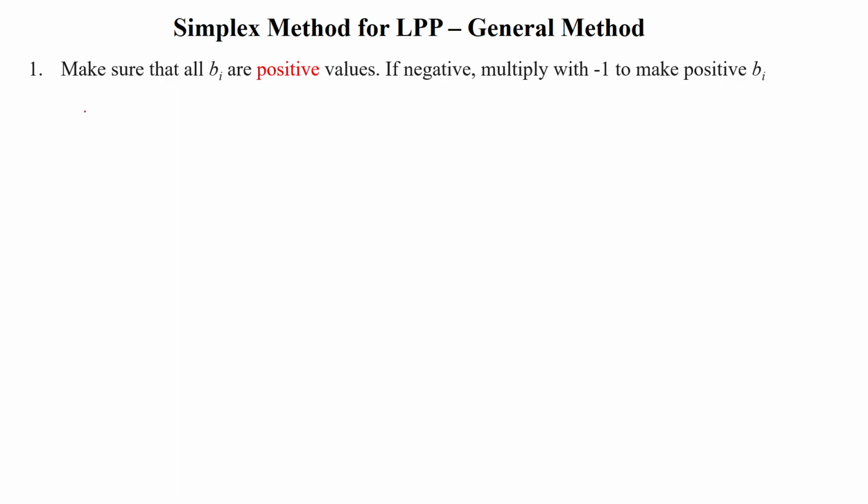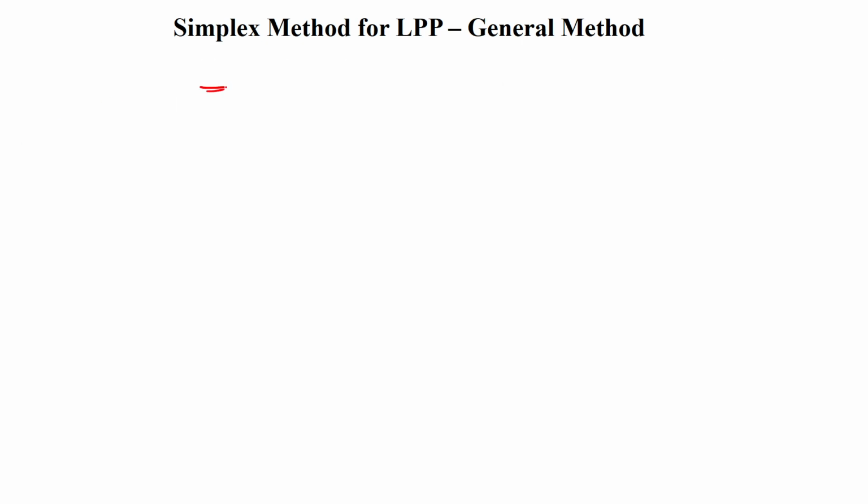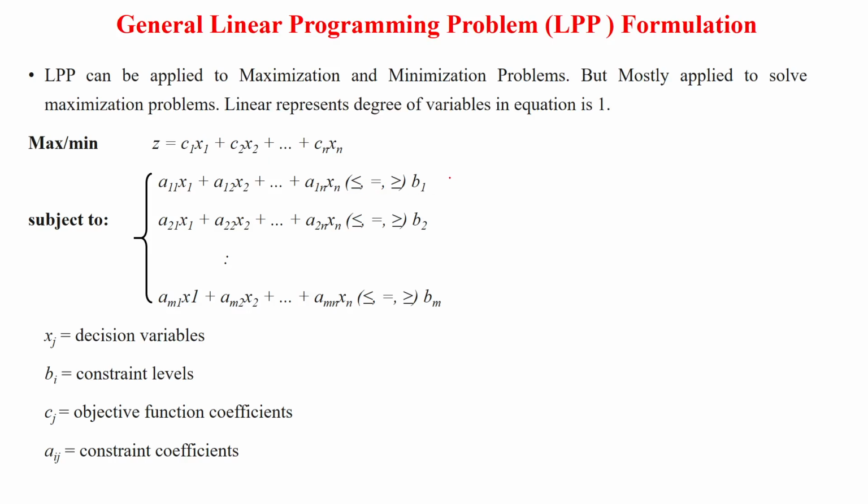First of all, we have to make sure that all the b values are positive. Here we have the constraint equations: a11 x1 plus a12 x2 plus etc. a1n xn less than or equal to is one inequality, equal is an equality constraint, and greater than or equal to is another inequality. So the b1 variable should always be positive.